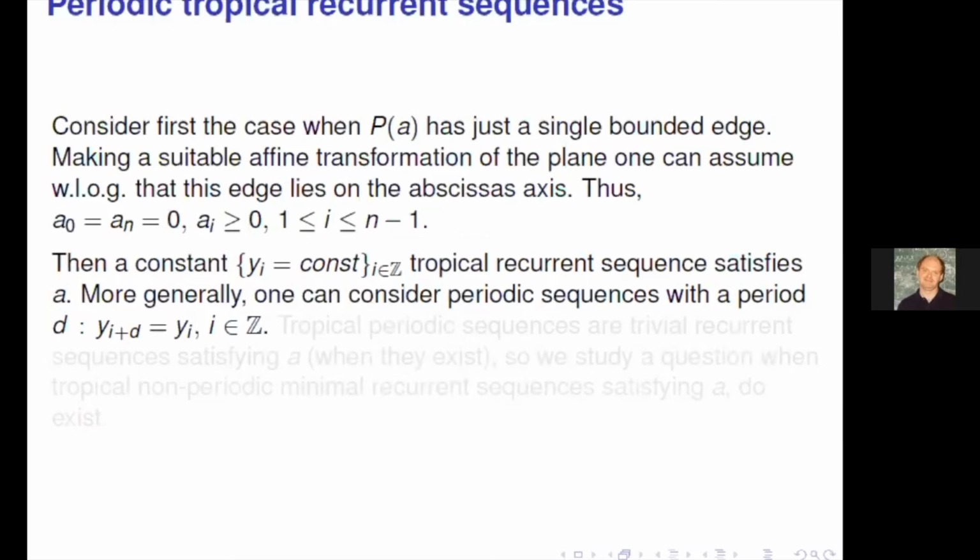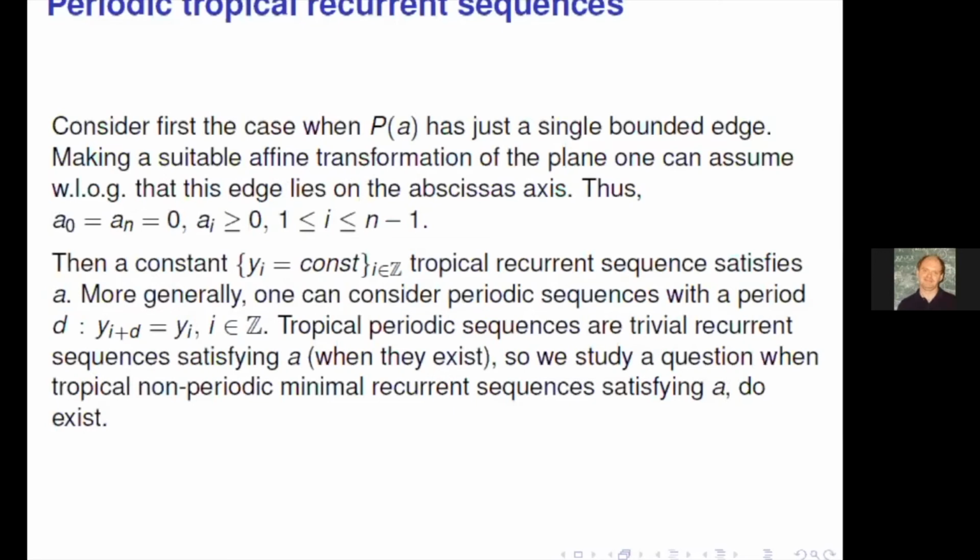And moreover, one can consider periodic sequences with period d, and sometimes they would be sequences satisfying A, and we will call them trivial when they exist, because they are very similar to the classical sequences. So we will study the question of when a tropical non-periodic minimal sequence does exist. That would be our main question for a few slides.